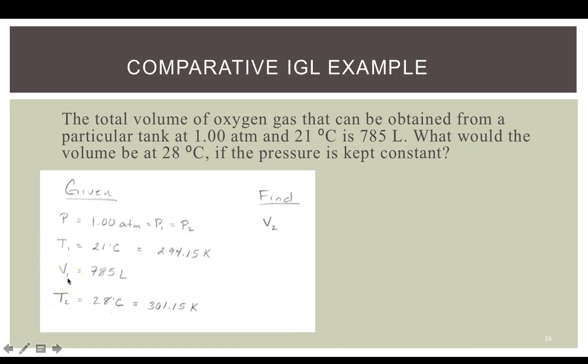My initial volume, V1, and these subscripts do matter, is 785 liters, and that corresponds to temperature 1 at 21 degrees Celsius. So I couldn't just call this T2 arbitrarily. These two need to be linked because they describe the same situation. Then it asks what happens to the volume, V2, in a second condition, when we change the temperature to 28 degrees Celsius. Let's turn that directly to Kelvin: 301.15 K. All right, so we said we have basically two paths to answer this problem.